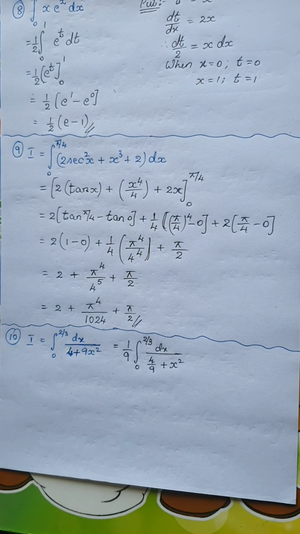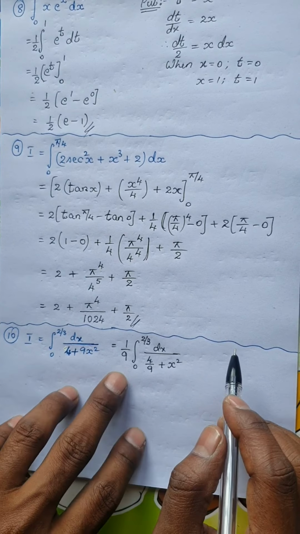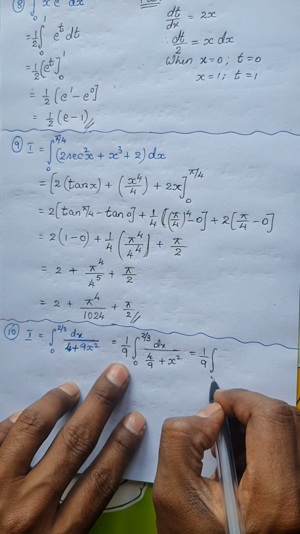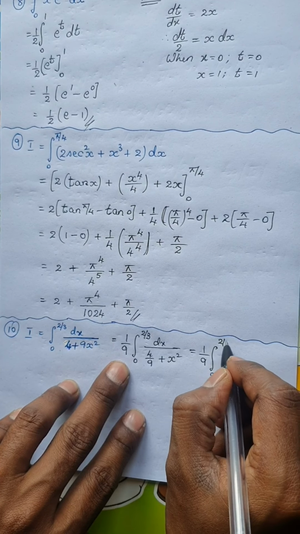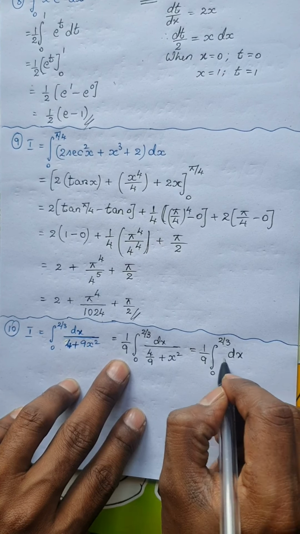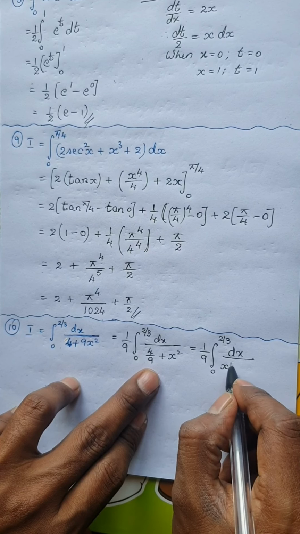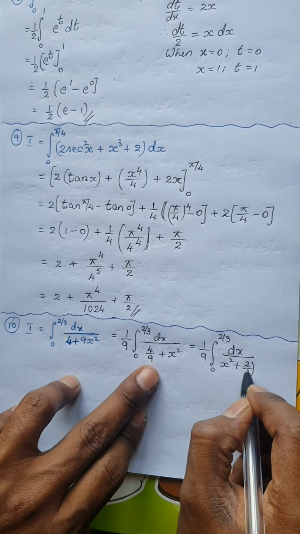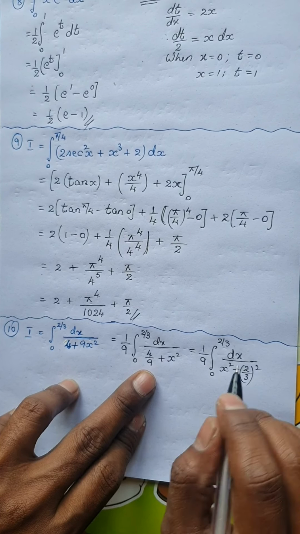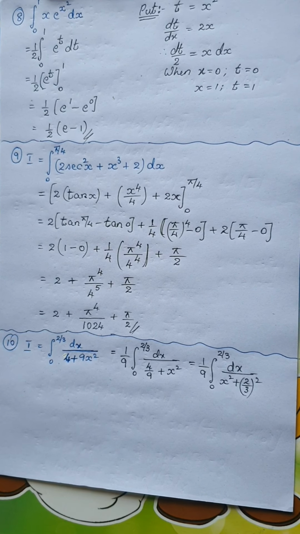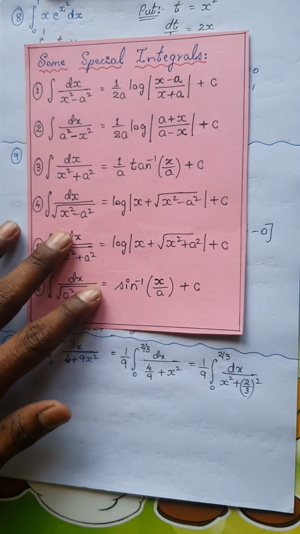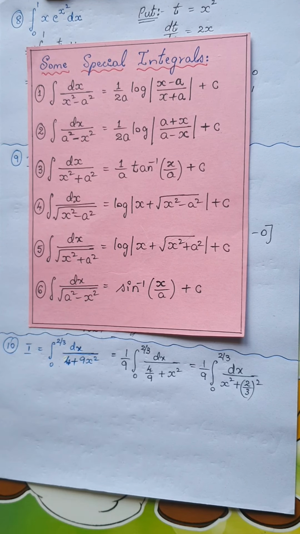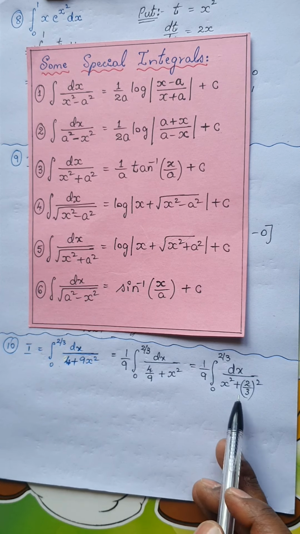Okay, is it clear? Now this looks like a standard result. Let me rewrite this as 1/9 as it is, integral within the limits 0 to 2/3 dx divided by, let me write x² as it is, plus 4/9 can be written as (2/3)², isn't it? Right. Now this integral has reduced to the standard form of dx divided by x² plus a², that is nothing but 1/a tan⁻¹(x/a).